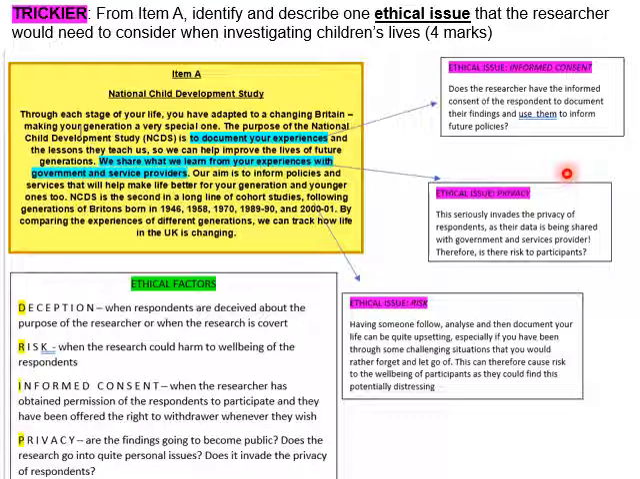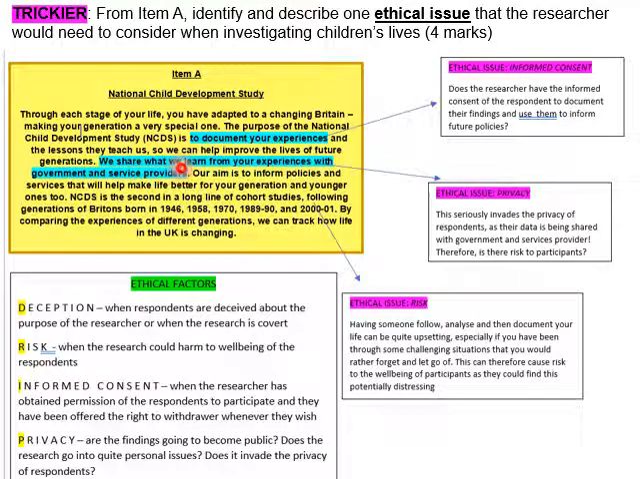So I've said that yes, because we're invading their privacy, but because we're sharing their data with government and service providers, that could also then give us the ethical issue of risk. So it's sort of two in one here. Because we are invading privacy, we could then be seen as invoking negative risk on our respondents.